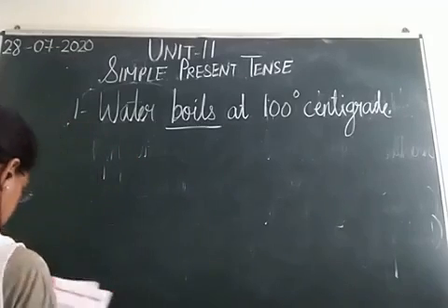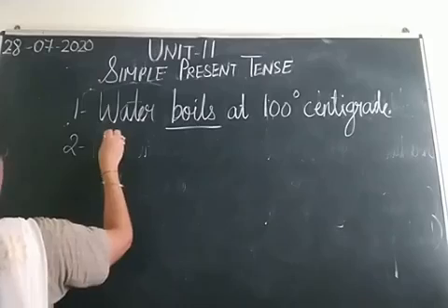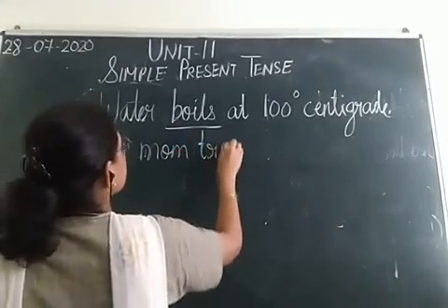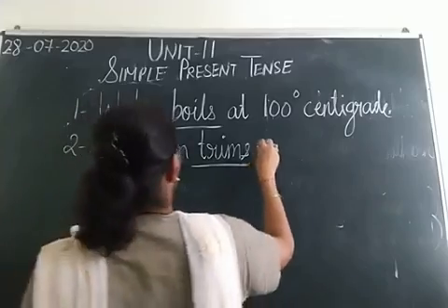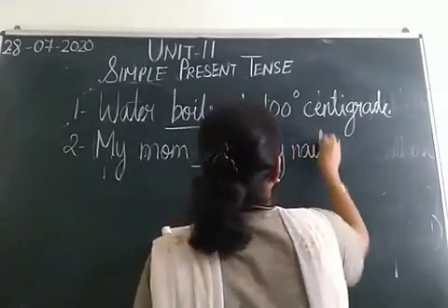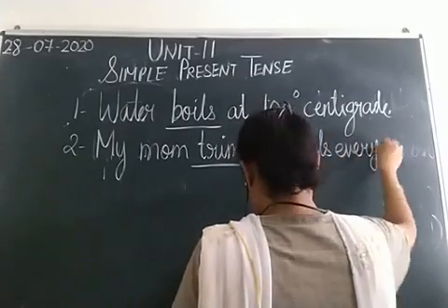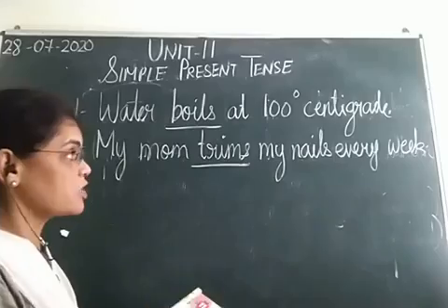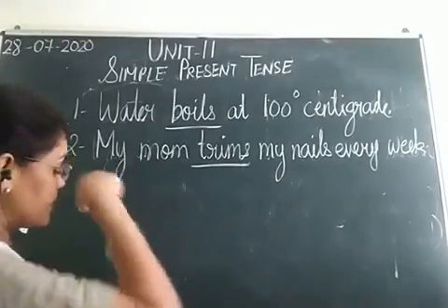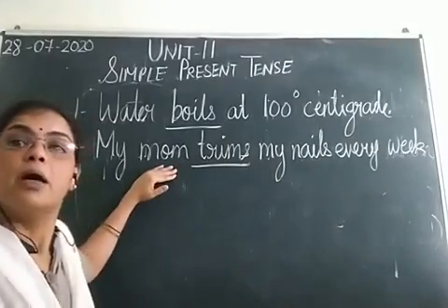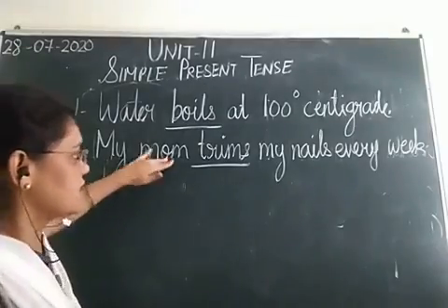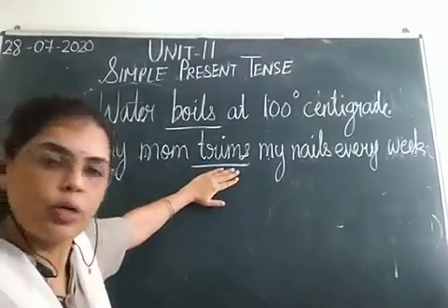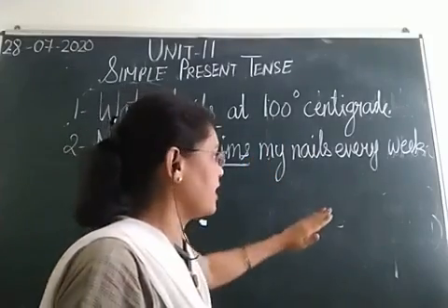Then the next example is, my mom trims my nails every week. This is an action which is being repeated. So with things which are repeated often, we use simple present tense. Now here, my mom is a singular subject. So we have added s to the root form of the verb. Trim plus s is equal to trims. So my mom trims my nails every week.